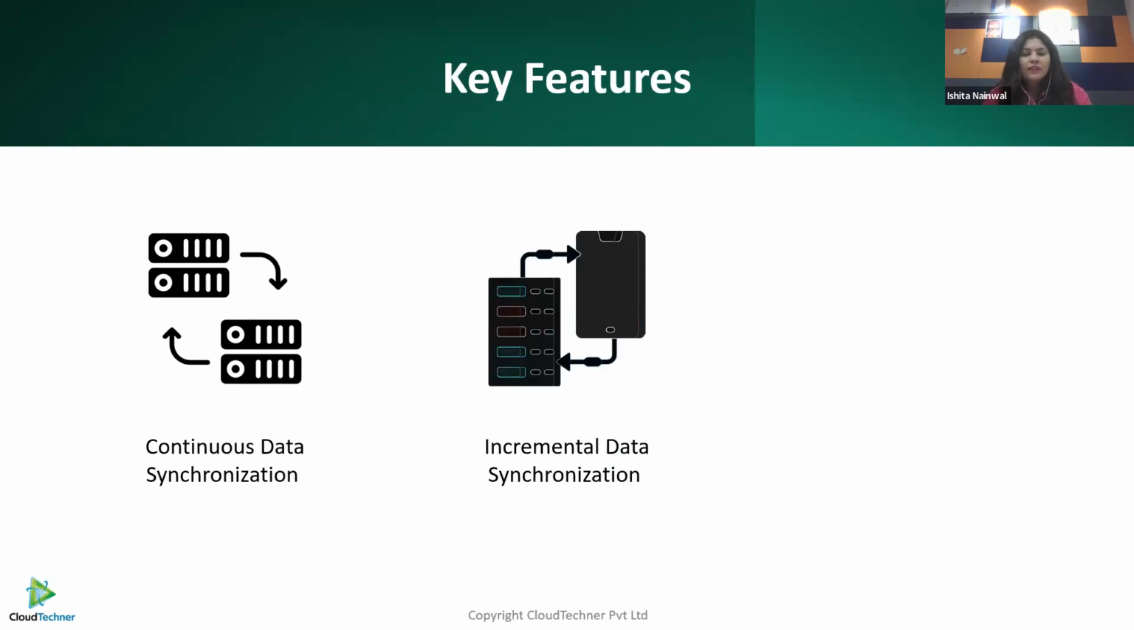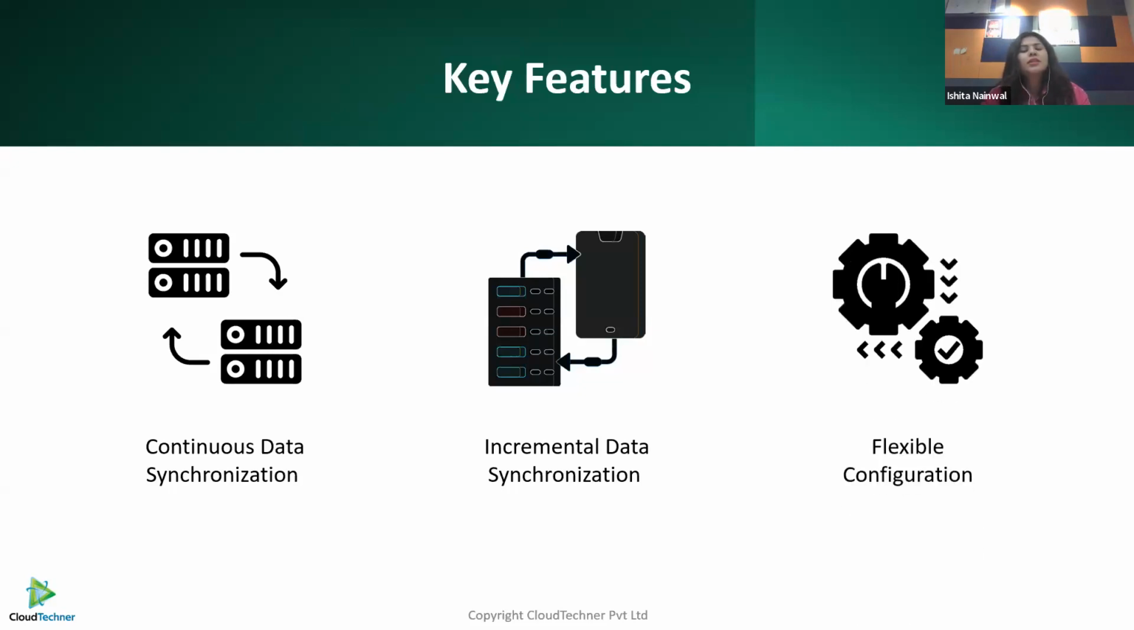The next key feature is incremental data synchronization. Incremental data synchronization means that Mongosync will only synchronize the changes that have been made to the source cluster since the last synchronization. Now, why is this helpful? This will reduce the amount of data that needs to be transferred between the two clusters, which in turn can improve performance and reduce bandwidth usage as well.